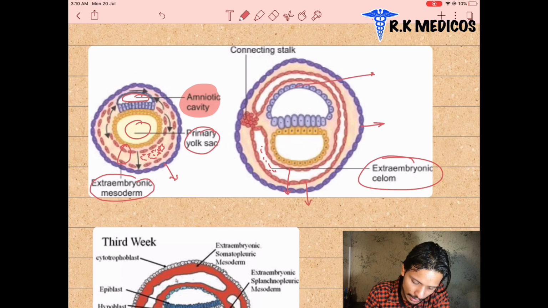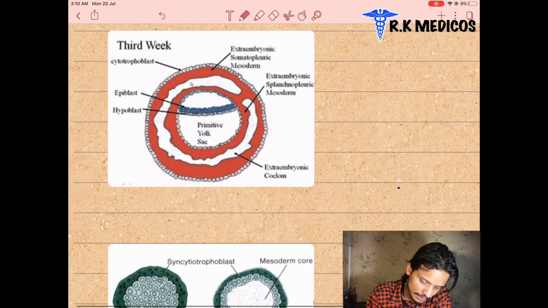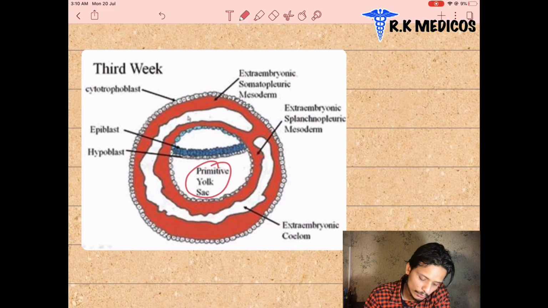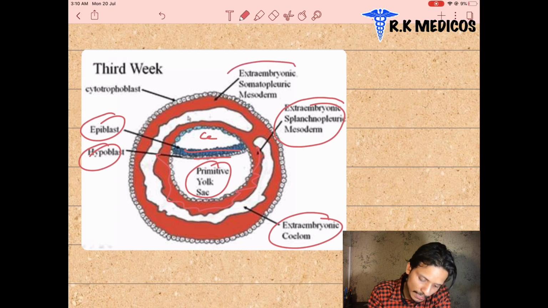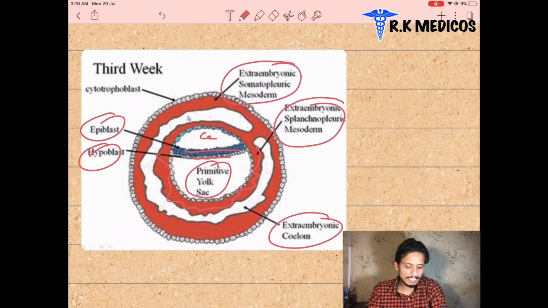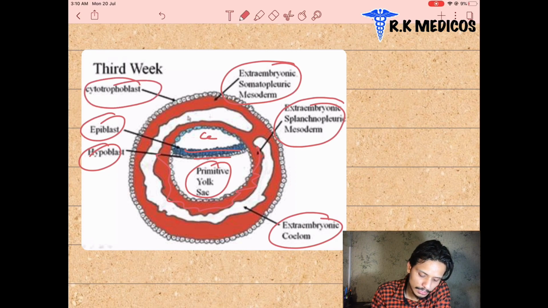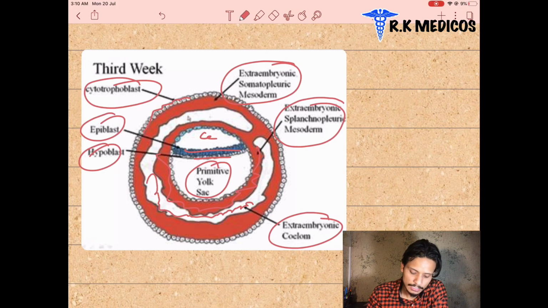This is the amniotic cavity, yolk sac. This is the hypoblast, this is the epiblast. These are the columnar cells, these are the cuboidal cells. Once again you can see these are the primitive or primary yolk sac, the amniotic cavity, the epiblast, hypoblast, and the extra embryonic splanchnopleuric layer. The outer one is the somatopleuric layer, and we can see the cytotrophoblast cells, the outer one, and the cavity inside the extra embryonic mesoderm is the extra embryonic coelom.